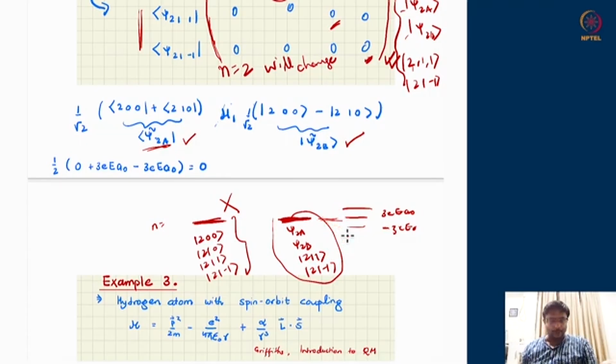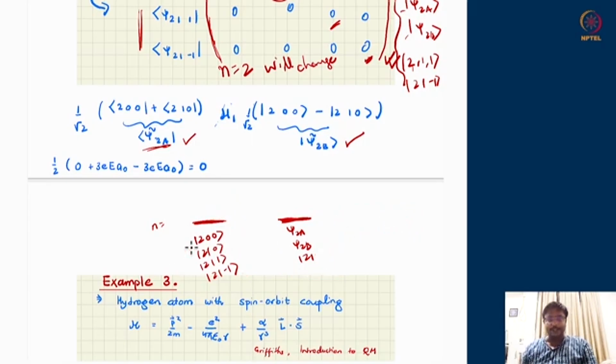Alright, I could not have applied perturbation theory on this because things were blowing up on this basis. So it is a good idea to go to a correct basis and then find out what happens to those terms.